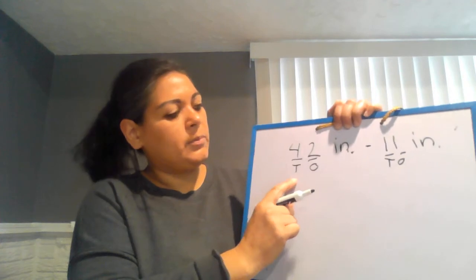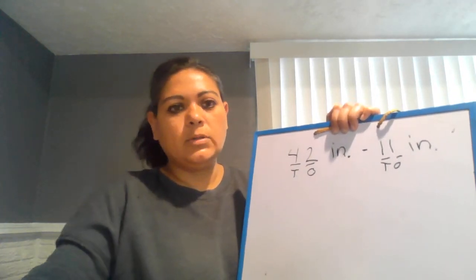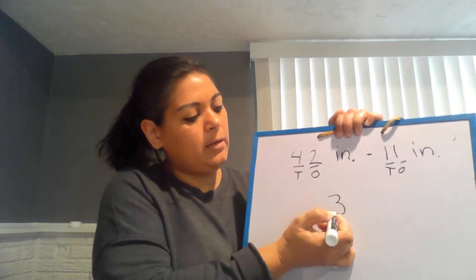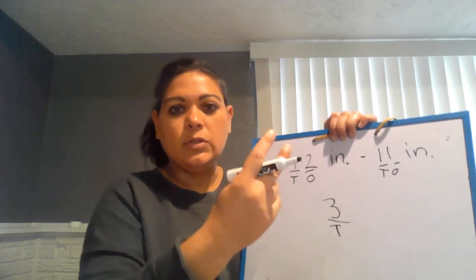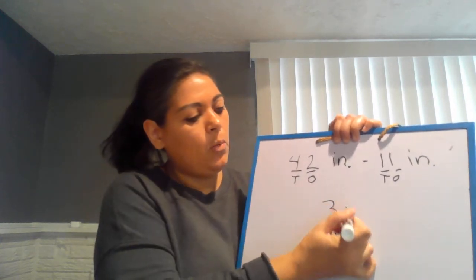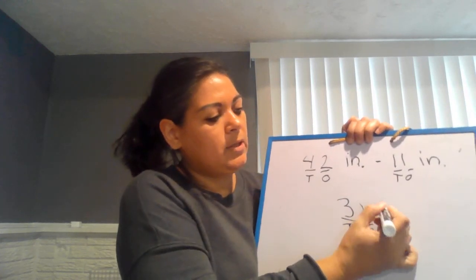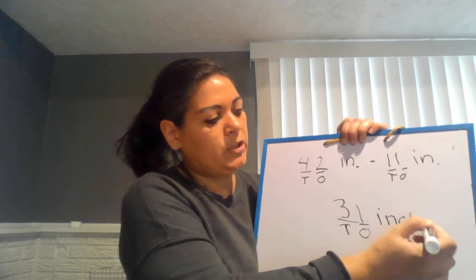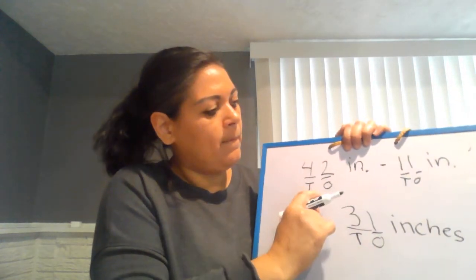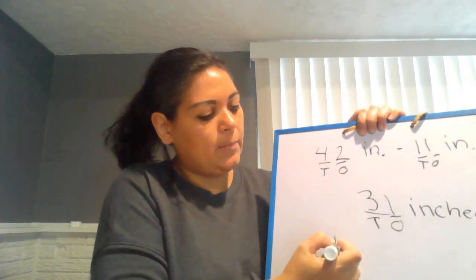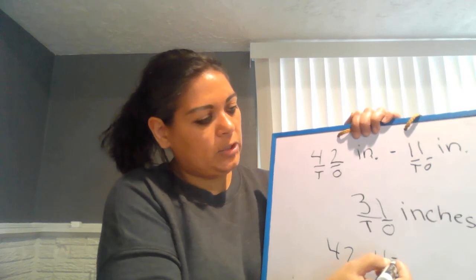And let's subtract. 4 minus 1 equals 3. Good. 2 minus 1, if I have 2 and take away 1, I have 1. So that's my 1 place. My measurement is inches. Your answer is 31 inches. Okay, so this is 42 inches minus 11 inches, and I'm going to go ahead and write it as an equation.